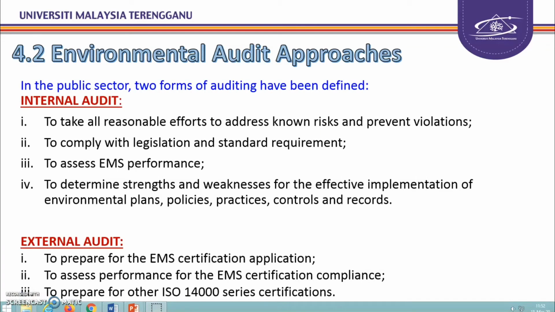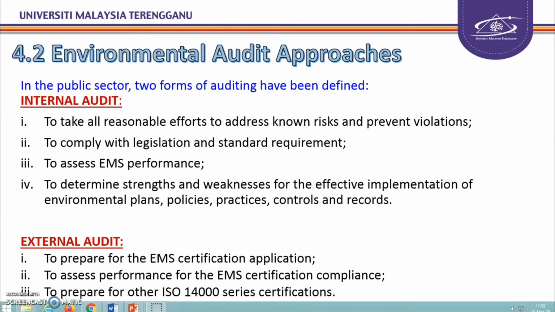Okay, how do we approach environmental audit? In the public sector, there are two forms of auditing, which are internal audit and external audit. So what is internal audit? Basically, before we bring an external person to audit our company, we will appoint our staff in the company to be an auditor. This is the internal auditor. So the management must train our internal auditor, send them to training on how to become an auditor.